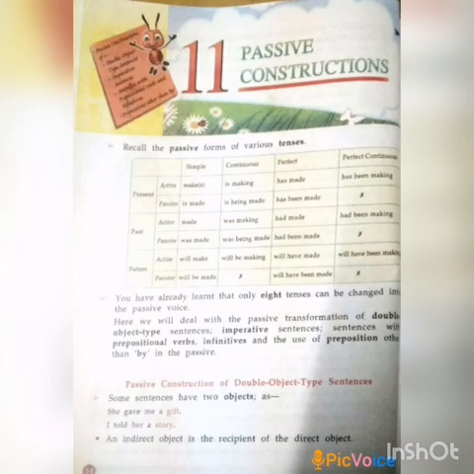You have already learned that only 8 tenses can be changed into the passive voice. Yes, of course, there are 12 types, but only 8 can be changed into the passive voice. That is what is given in the table.